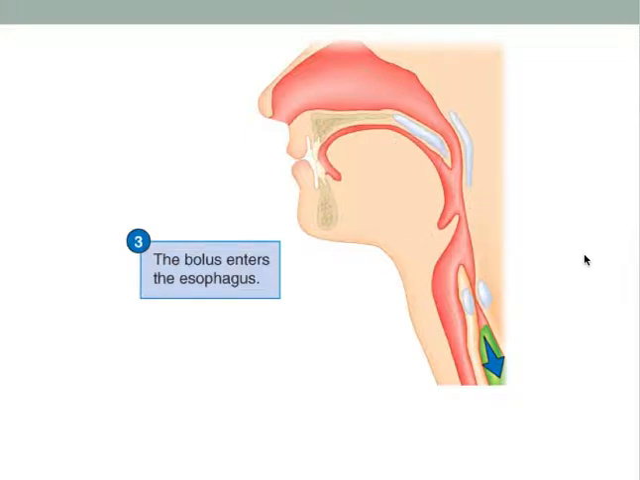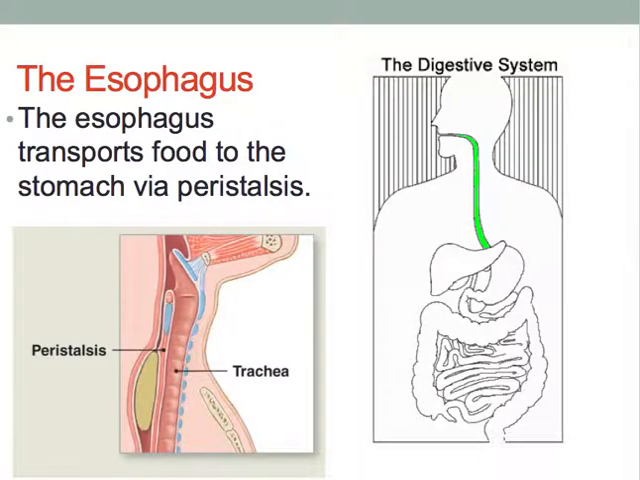Then the bolus will enter the esophagus. After it's past the trachea and past the epiglottis, the bolus will travel down the esophagus. The esophagus transports food to the stomach via a process called peristalsis. One of the things that's important about the digestive system is that the swallowing action is a voluntary action, which is what's caused when the tongue pushes food into the back of the oral cavity. From that point on, the movement of food down the digestive system is involuntary.